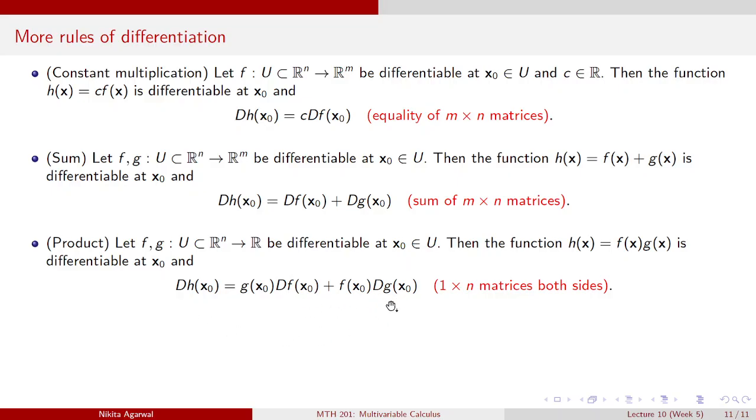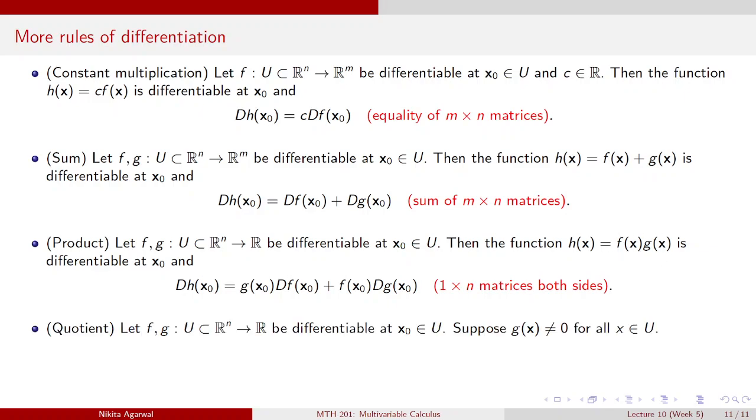So again these things make sense. On both sides you have 1 cross n matrices, because these functions are from R^n to R, since you're multiplying. You can only multiply scalars. So therefore your range is R so that this product makes sense.